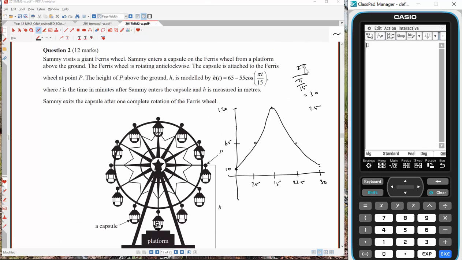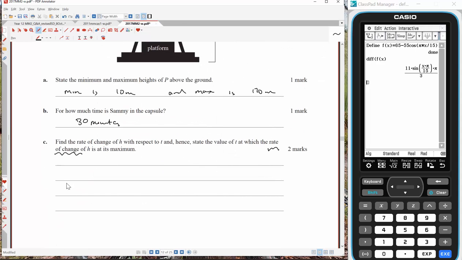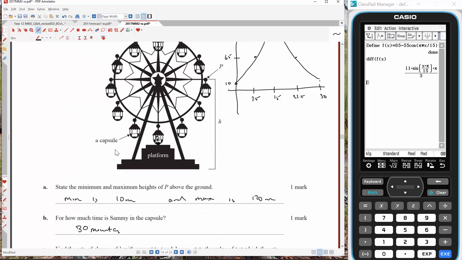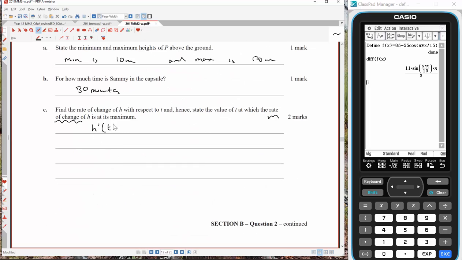All right, so let's define that function. Define f of x equals 65 take away cosine pi times x on 15, and differentiate it. Radians. Okay, so function is called h of t, so h dash t is equal to 11 sine pi t on 15, times pi all over 3.